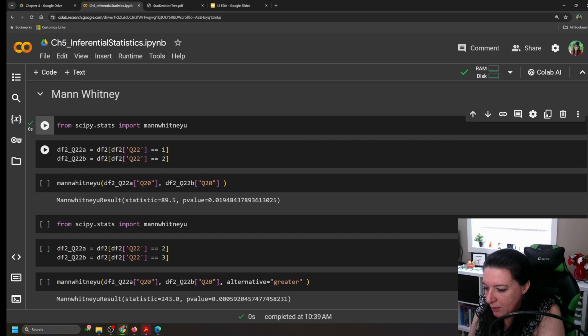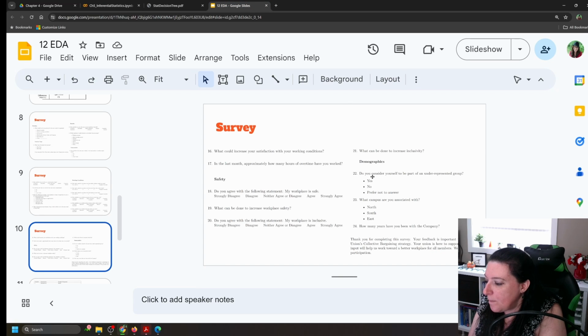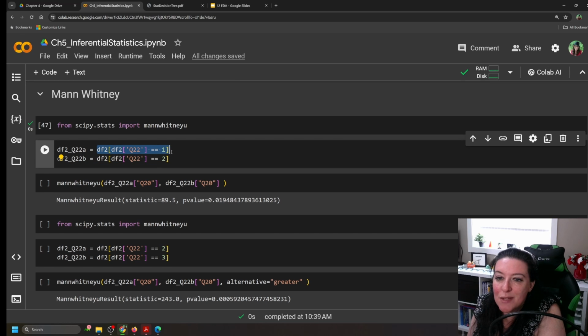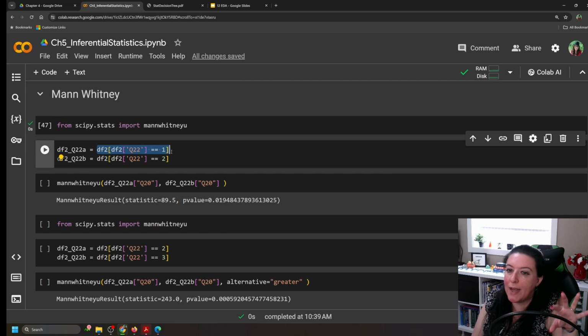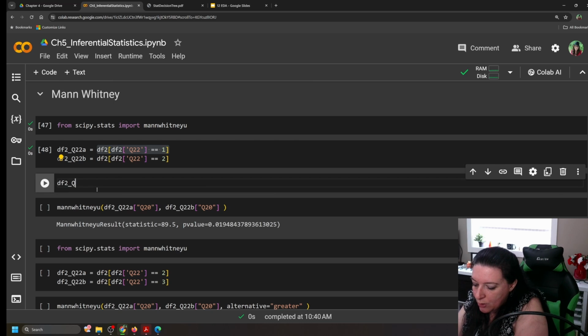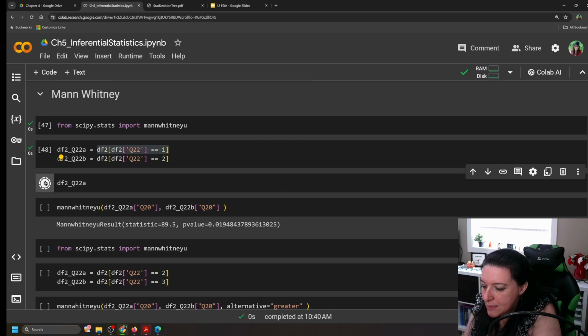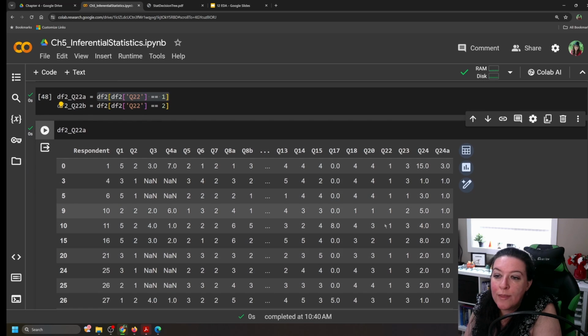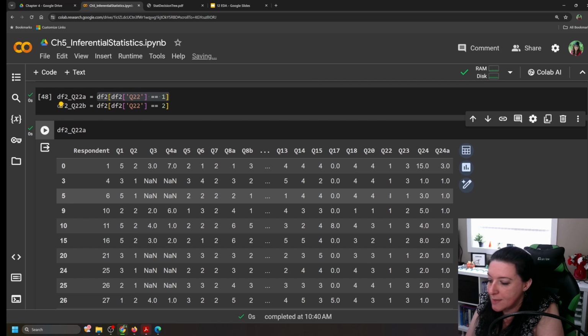Let's run that. So here is group 1. That's the ones who said that they are part of an underrepresented group. Yes. Then we can look at those who say, I'm not part of an underrepresented group. We'll call them 2. Notice that the way this is done, the full database is maintained. It's not just pulling out the variable, we're pulling out the full database and creating two databases. So let me just show you what that looks like. df2_q22a. You'll notice this is a full database, but for question 22, it's only the ones. So we're creating two separate databases here.